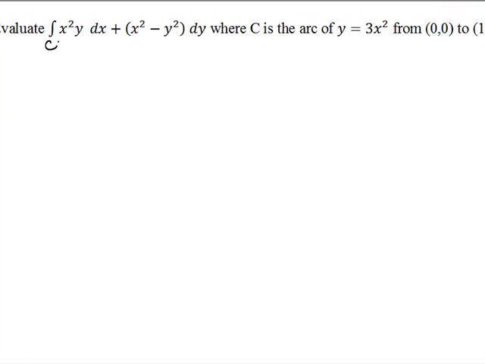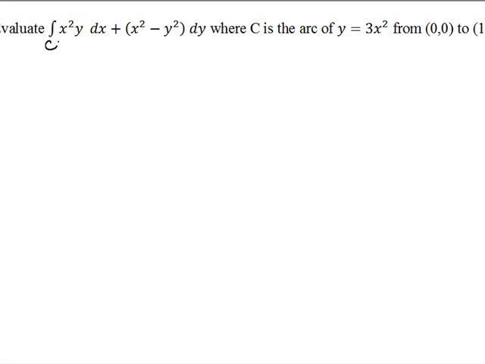Another one like that. Again, it's a different form of a scalar line integral, so we're not going to use the same formula. As a matter of fact, this form is a lot easier than what we did before. Evaluate the integral over c of x squared y dx plus (x squared minus y squared) dy, where c is the arc of y equals 3x squared from (0, 0) to (1, 3).